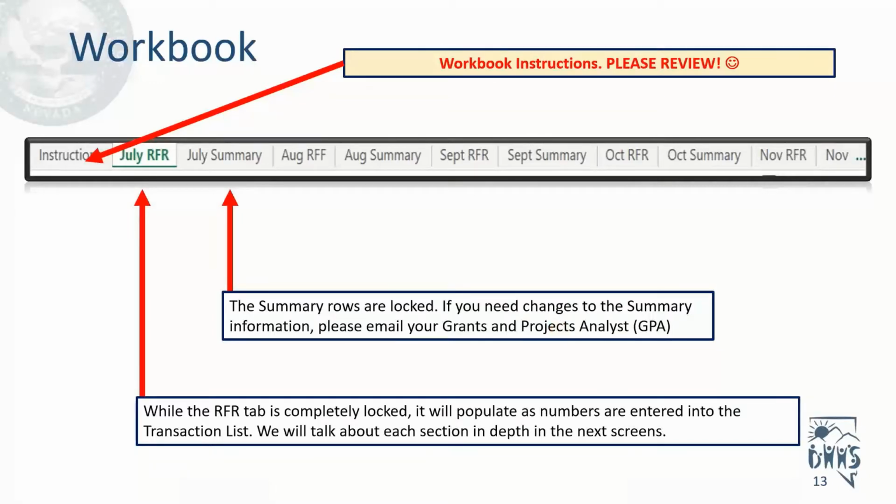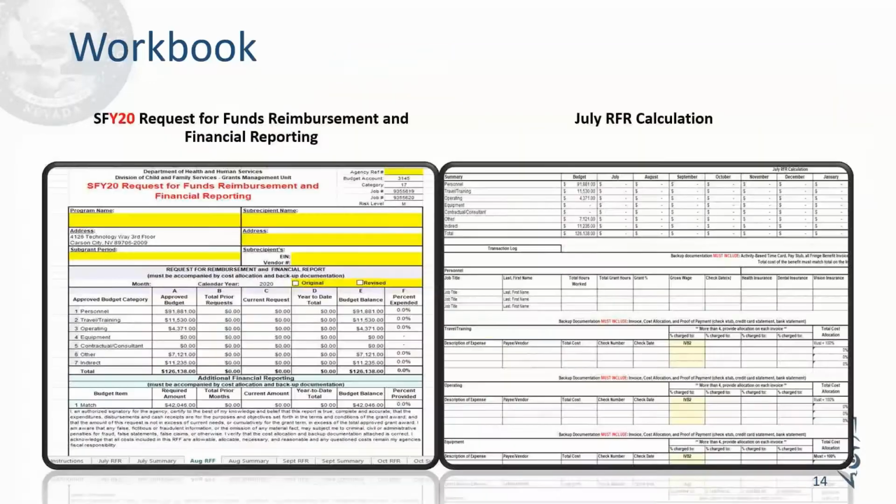Now we have the workbook instructions. That is going to be the first tab in your workbook. Please review those. It's very important. We ask you to look at those. They'll explain a lot. The RFR tab is completely locked, and it's going to populate automatically as you enter data into the summary tab. If you need to make any changes, again, I'm going to stress, please contact your grants or project analyst.